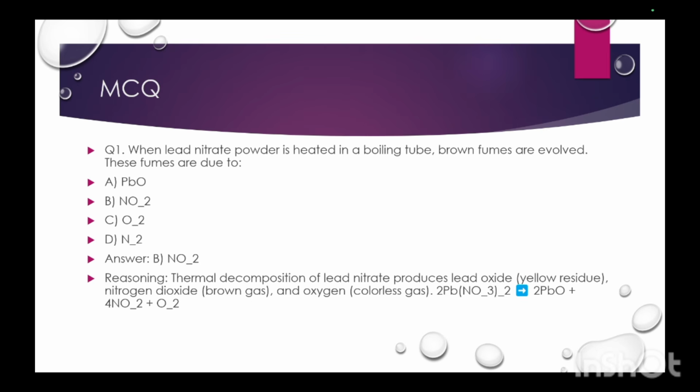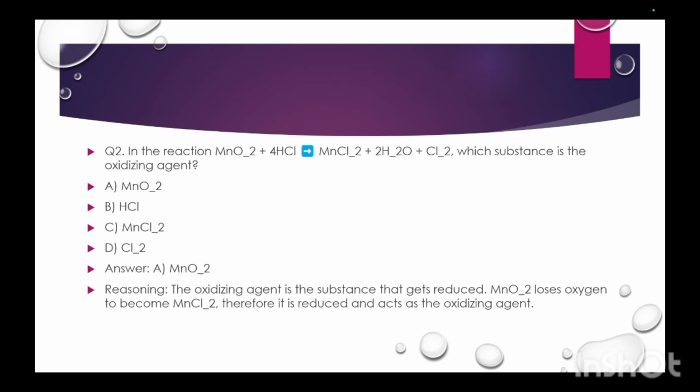In the reaction MnO2 plus 4HCl giving MnCl2 plus 2H2O plus Cl2, which substance is the oxidizing agent? The choices given are MnO2, HCl, MnCl2, and the fourth option Cl2. The answer is MnO2. The reason is also given at the bottom. Please go through it, but try to memorize and understand the things.